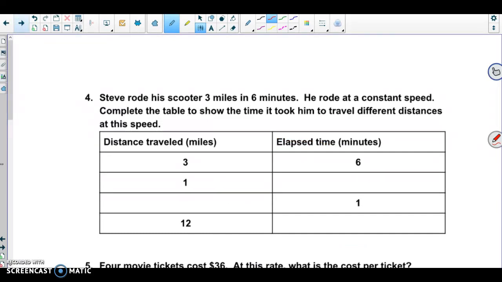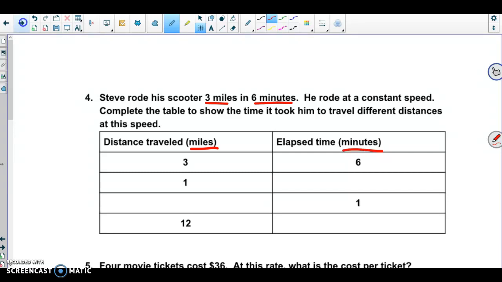Steve rode his scooter 3 miles in 6 minutes. He rode at a constant speed, so it's the same speed. He didn't change it. Complete the table to show the time it took for him to travel different distances at this speed. So we've got the miles here. So this is our miles, and this is our minutes over here. And they put the first one in there of 3 miles in 6 minutes. So here we are with that.